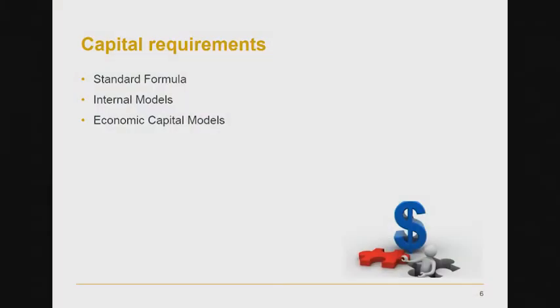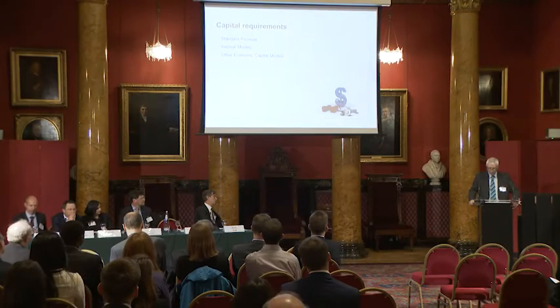Section 3 of the paper is about capital requirements. Section 3.1 is about the standard formula. This is used to determine the SCR for insurers which don't have an internal model. It's particularly suitable for small and medium insurers and insurers which are not subject to specific or unusual risks. About 92% of life insurers in the EEA are using the standard formula.